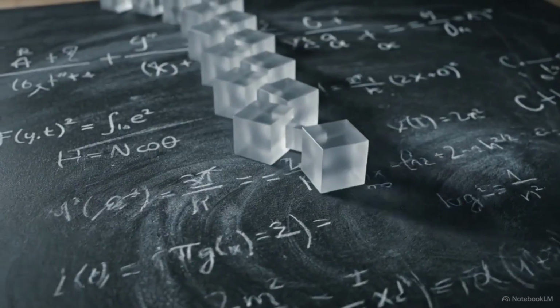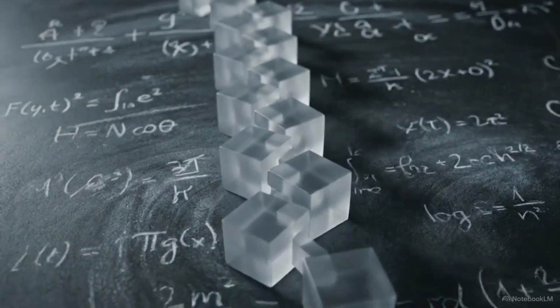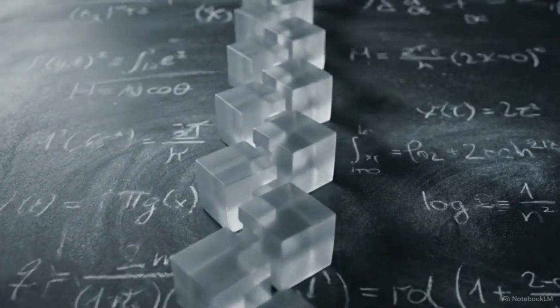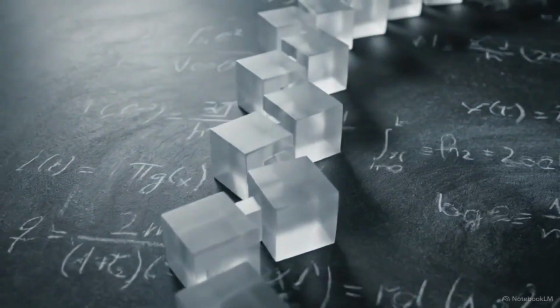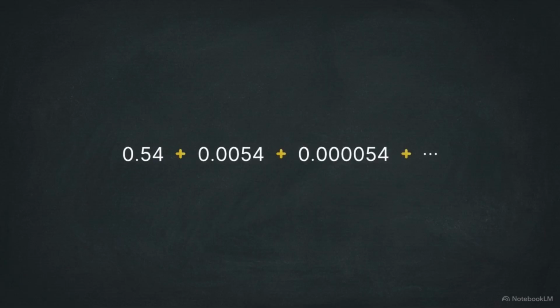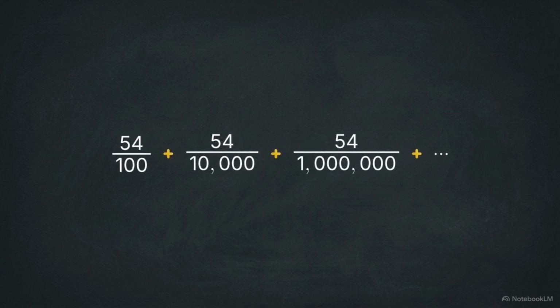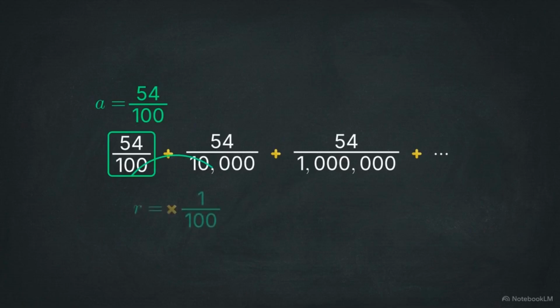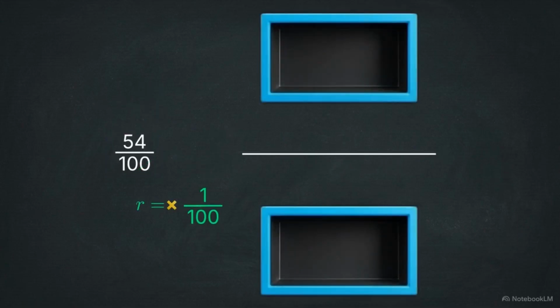A repeating decimal is essentially an infinite series, a pattern that cycles forever without end. Take the decimal 0.54, repeating. We can deconstruct this into a series of separate addition blocks: 0.54 plus 0.0054 plus 0.000054. To use our formula, we convert these blocks into fractions. The first term, a, is 54 over 100. Since each subsequent block is shifted 2 decimal places, the common ratio, r, is 1 over 100.